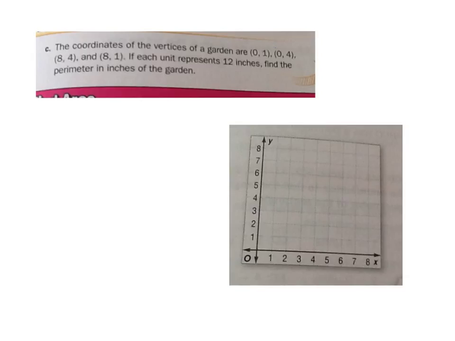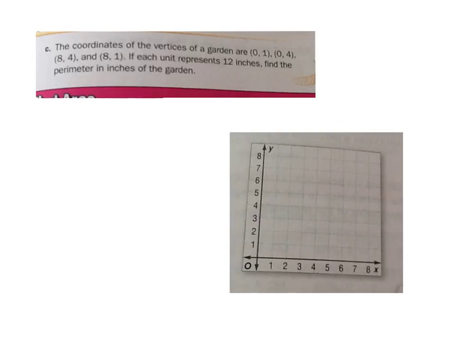So let's plot these. 8, 4 is right here. 8, 1 is right here. 0, 1 is right here. And 0, 4 is right there. Again, we connect all the dots because we're making a shape of some sort. In this case, it's a rectangle. So now each unit represents 12 inches. They want us to find the perimeter.